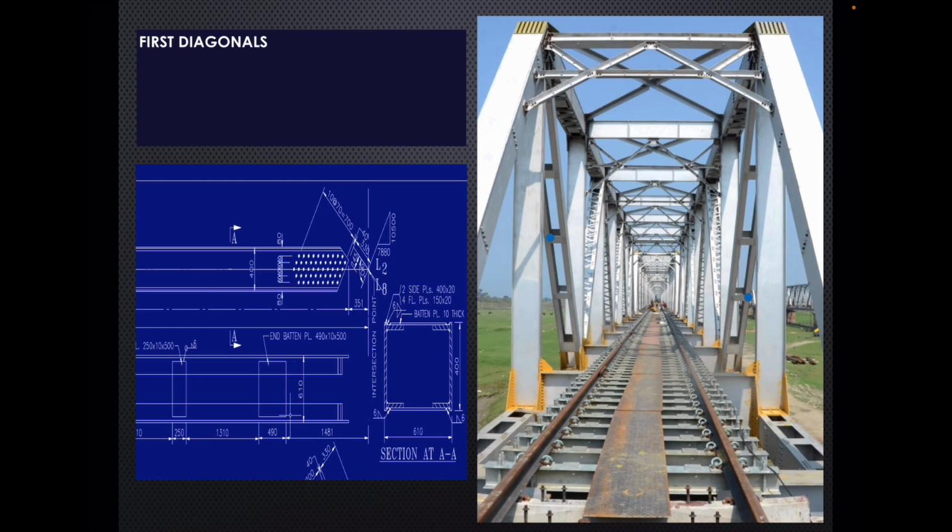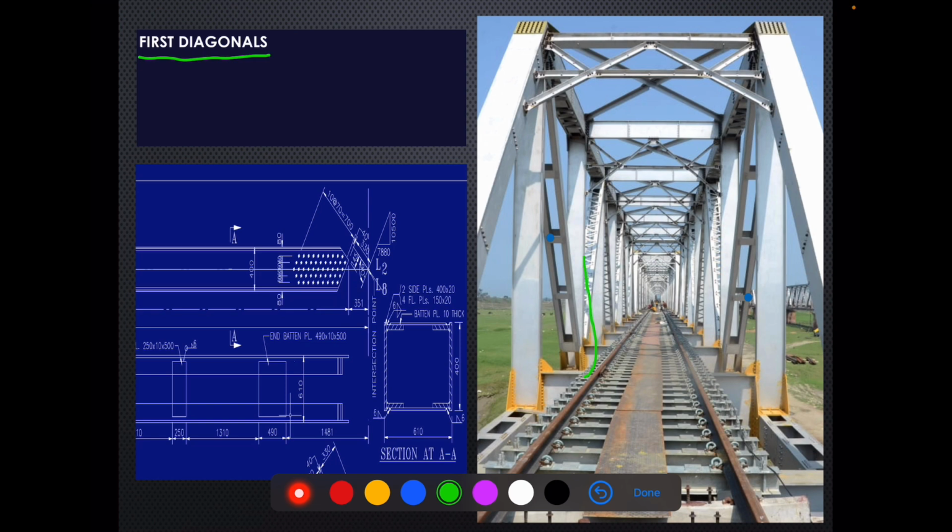Let's move ahead and see the first diagonals. The first diagonal is this one, right? And this one. Blue dots are representing them. A typical cross section of this first diagonal is basically two C sections connected with the help of battens. These battens are provided one in front of the other.